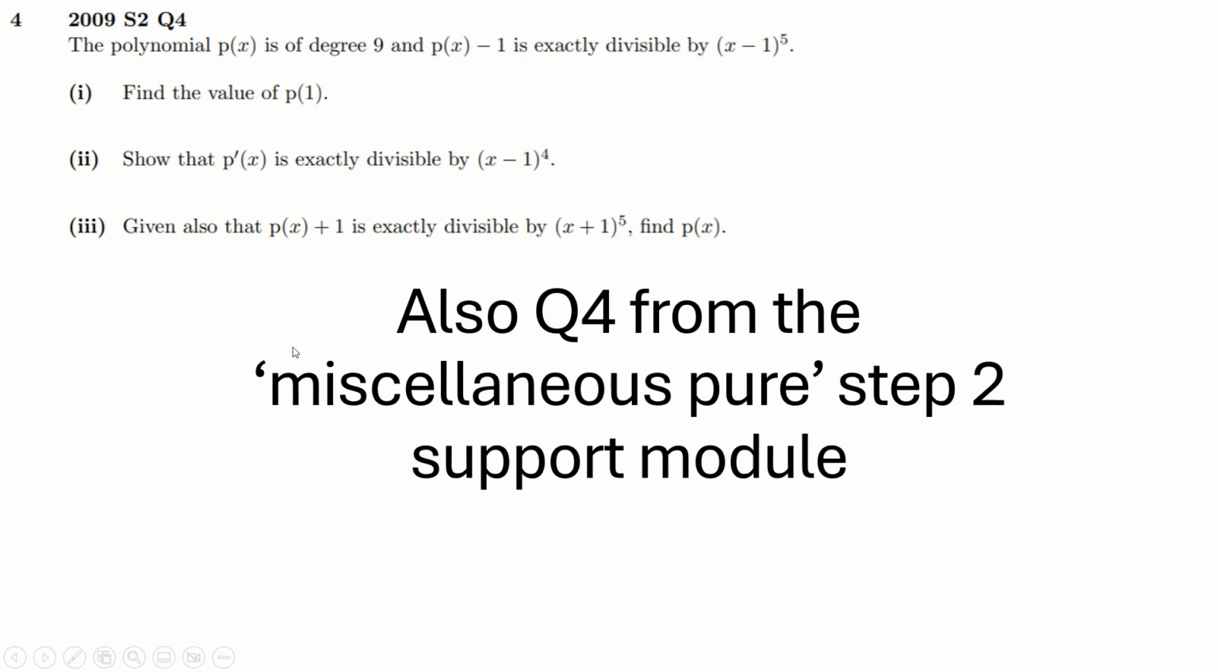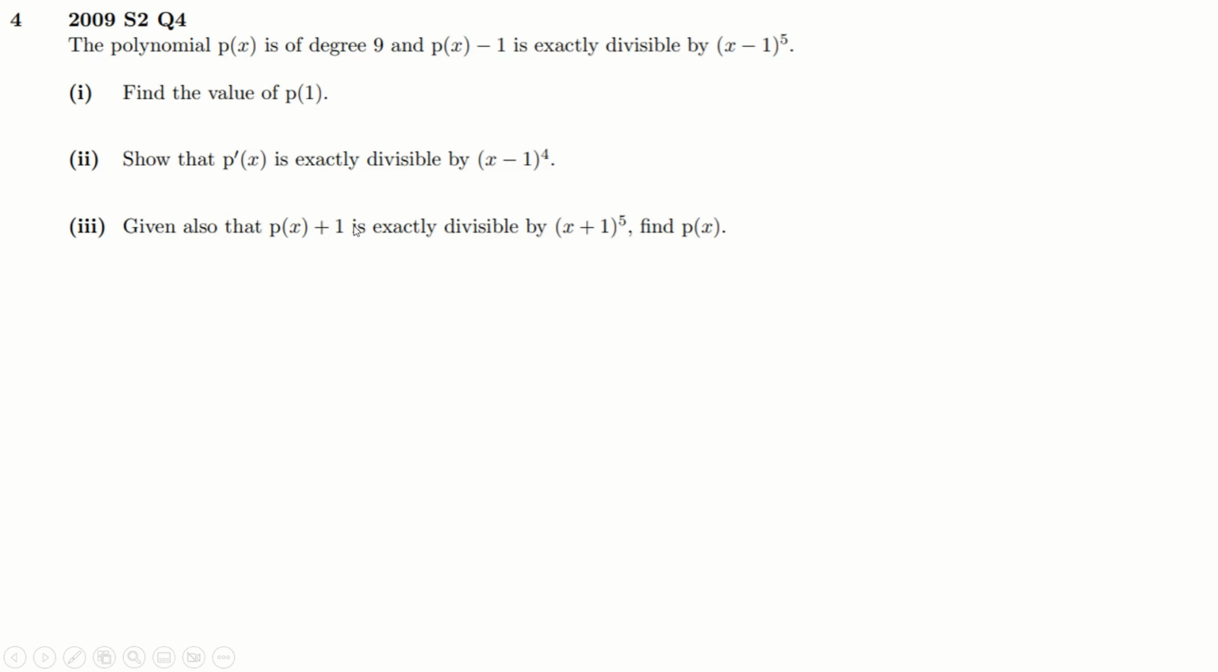Another step 2 question then. This is 2009, step 2, question number 4. It's also question 4 from the Miscellaneous Pure step 2 module. It's a really lovely, quick question.